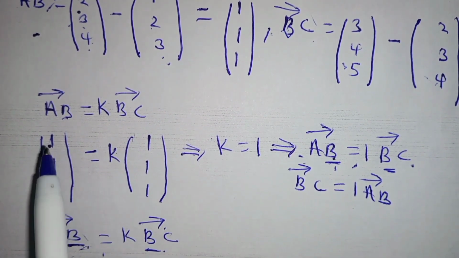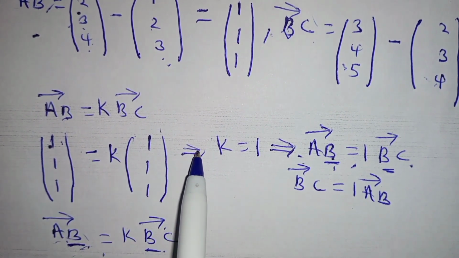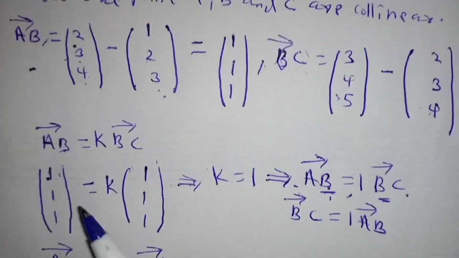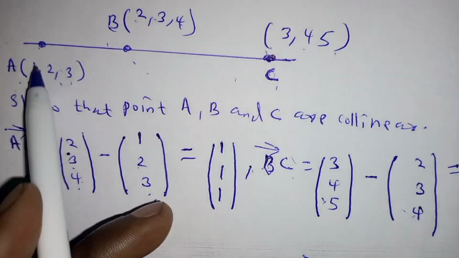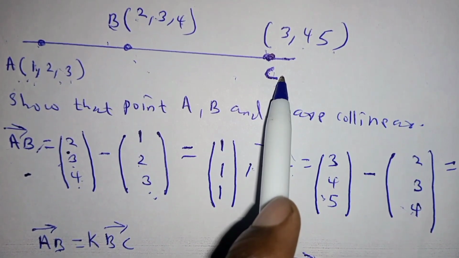So since vectors AB and BC can be expressed as a scalar multiple of one another, and they are sharing a common point B, then it means our three given points, A, B, and C, are collinear points.